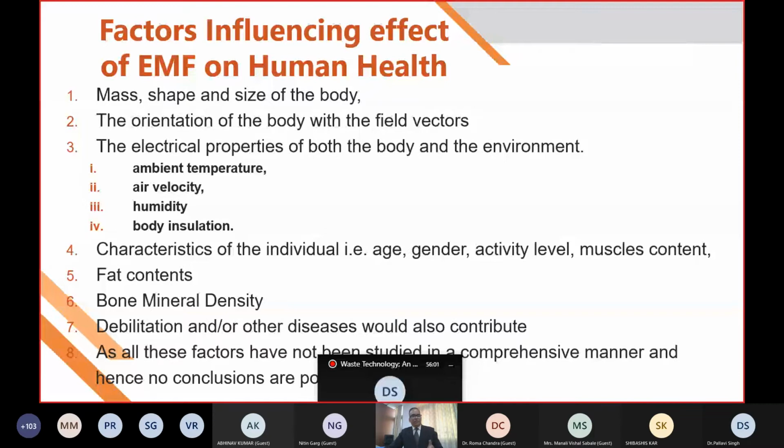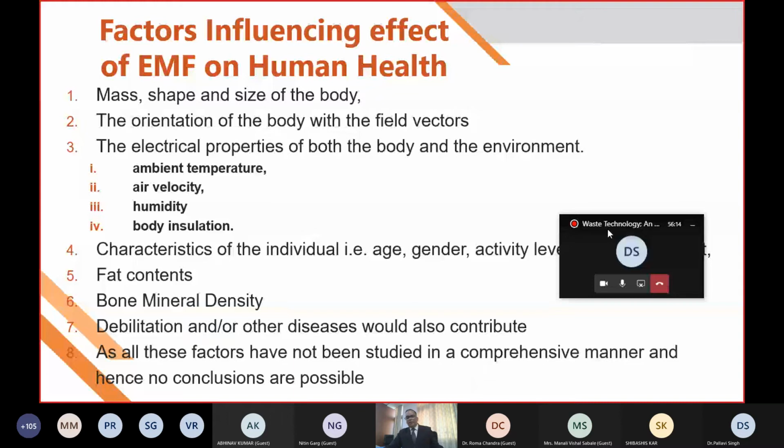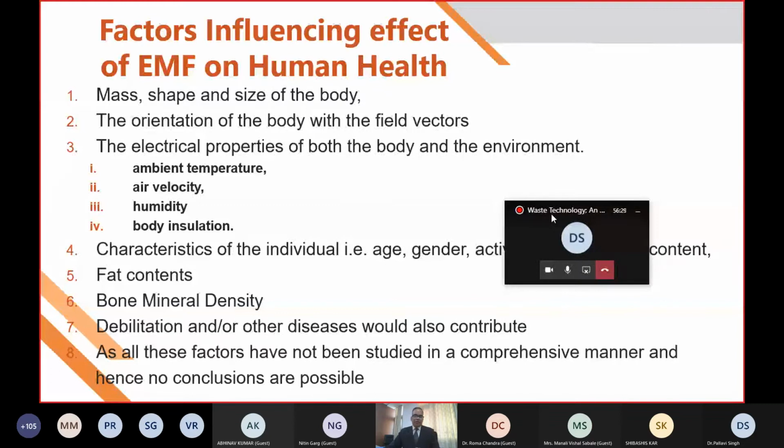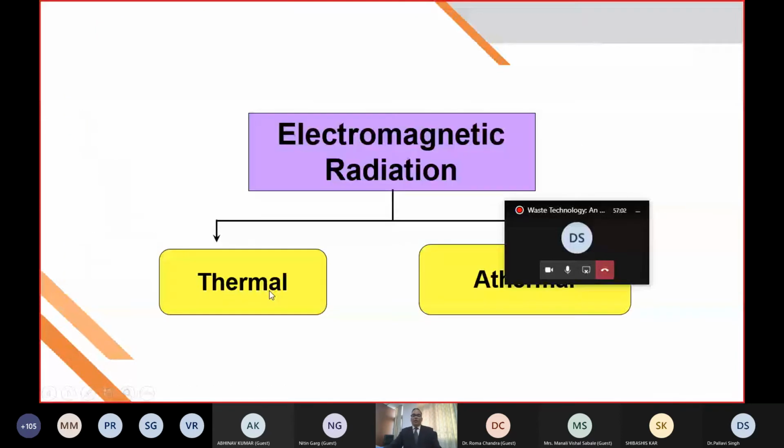So debilitation and other disease, all these factors have been studied in a comprehensive manner. Though I would not give you a conclusion, no one can, in fact, because every individual has their own immunity, their own repair capacity. So we cannot generalize that only this regulation will work. Somebody may have more sensitivity, may not have that much capacity to hold or repair the damage. Okay.